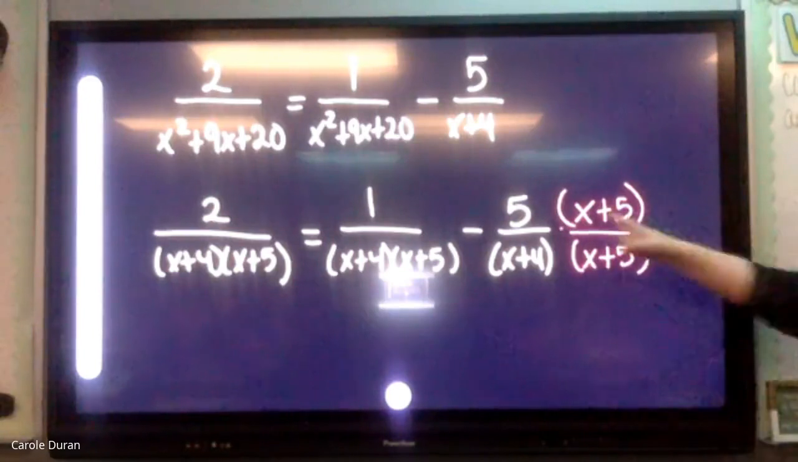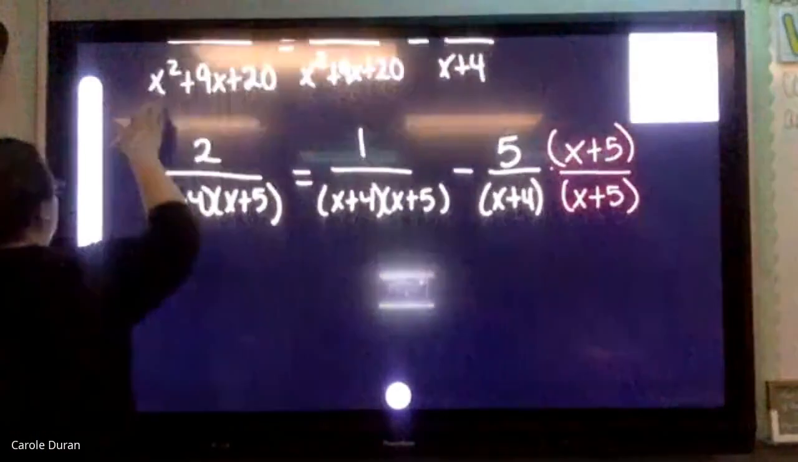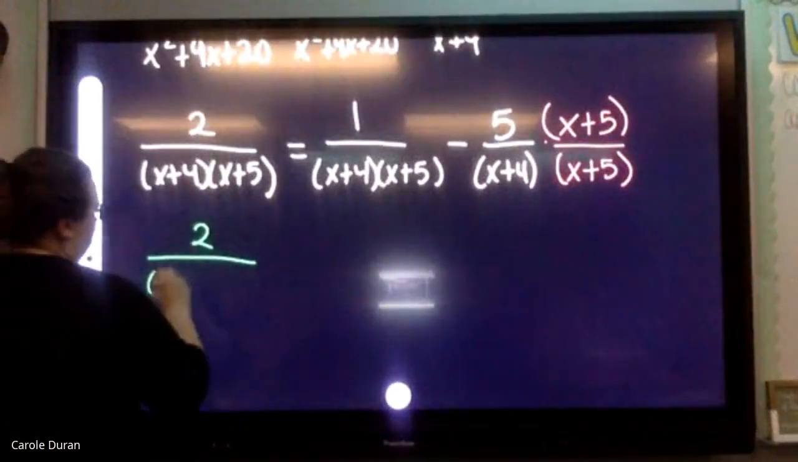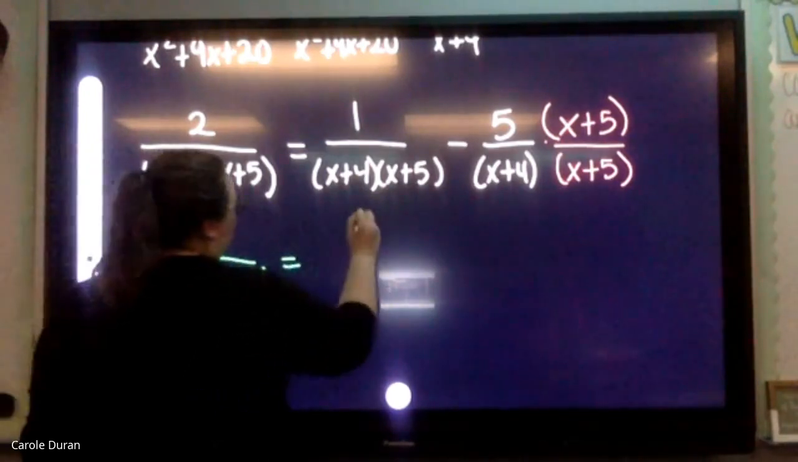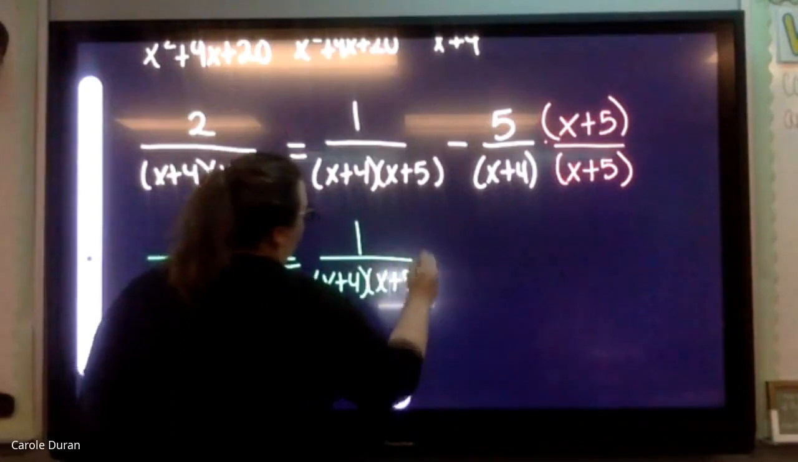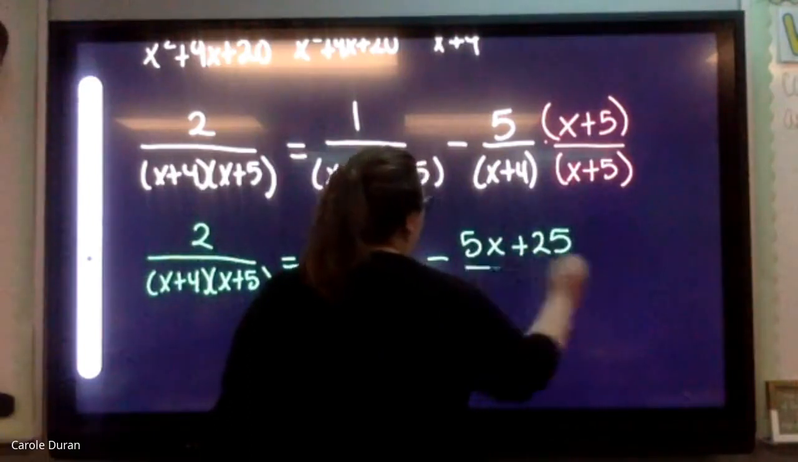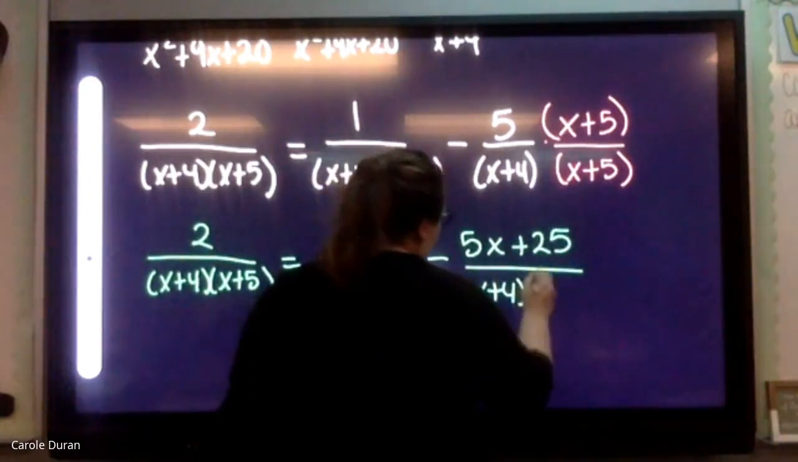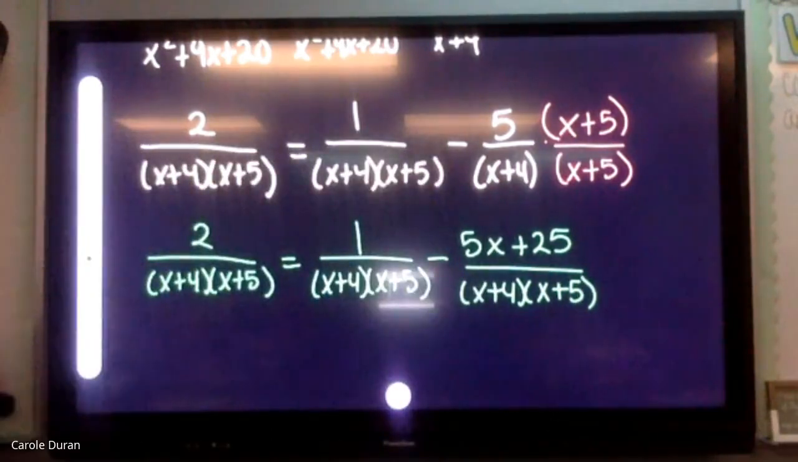When I multiply it in, I will just have to distribute this 5. So when I do, I'm left with 2 over x plus 4, x plus 5 equals 1 over x plus 4, x plus 5 minus 5x plus 25 over x plus 4, x plus 5. What do I do next?